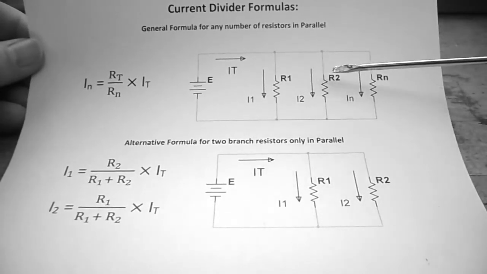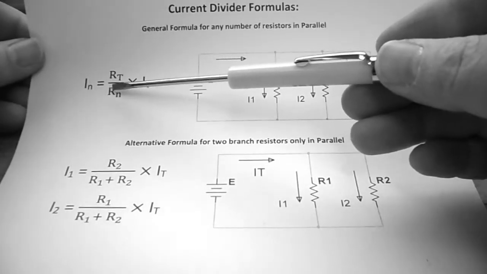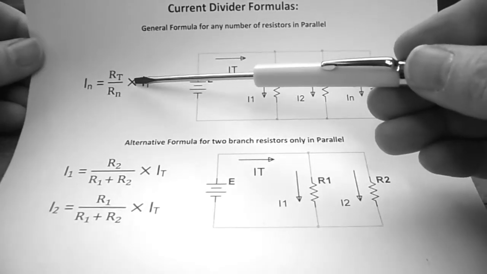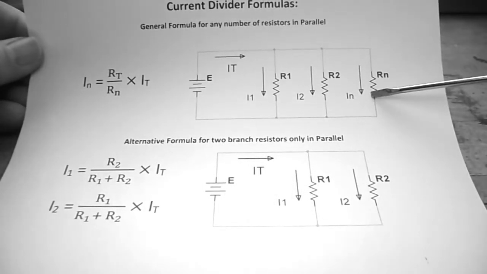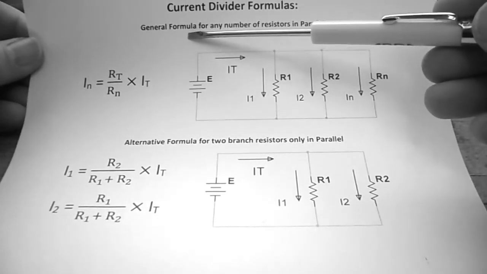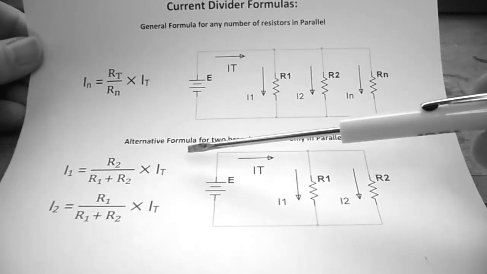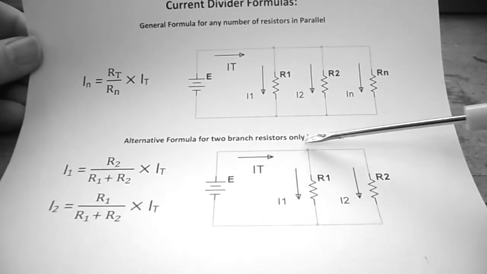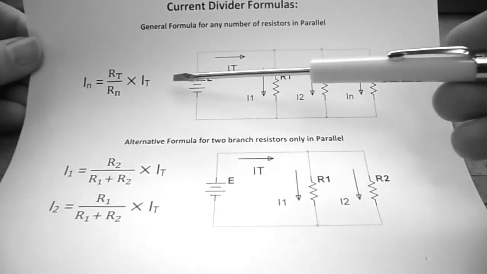If there's multiple branches in your parallel circuit, the formula becomes IN, which is the current that you want, is equal to RT divided by RN, that's the resistance of the branch circuit, times IT. This is called the general formula, and it works for any number of resistors in parallel. The other formula is called the alternative formula, and it's for 2 branch resistors only in parallel. For our lab, we're going to be using this formula.